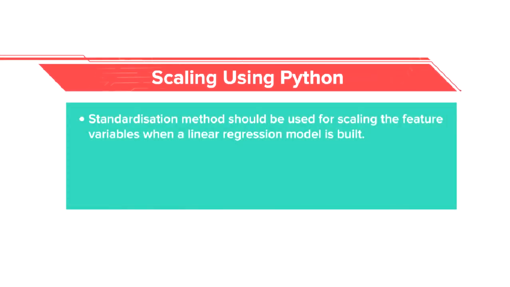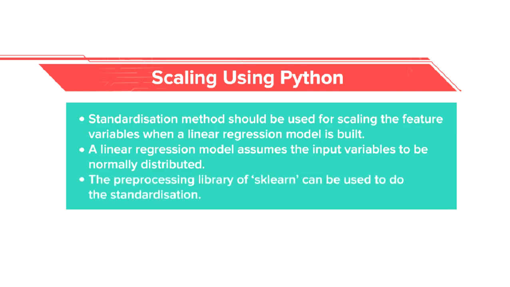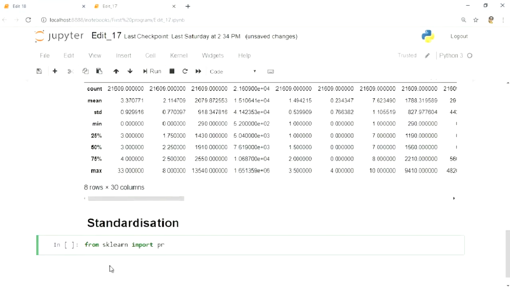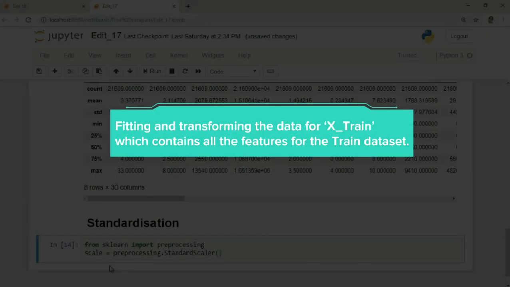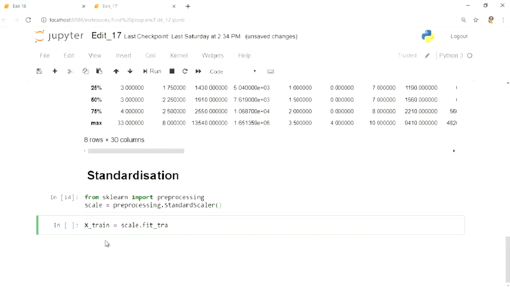We will be using the standardization method for scaling the feature variables in our dataset since we are building a linear regression model which assumes the input variables to be normally distributed. We will be using the pre-processing library of sklearn to do the standardization for us. Let's first import the library. Next, we create the object scale. For that, we write the code as shown on the screen. Next, fit and transform the data for XTrain, which contains all the features for the train dataset. For that, we write the code as shown on the screen.